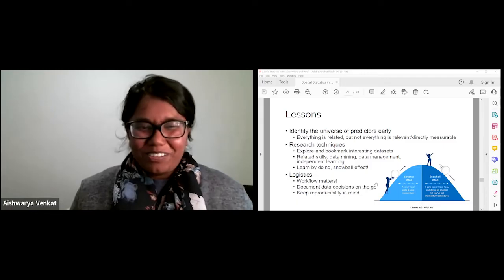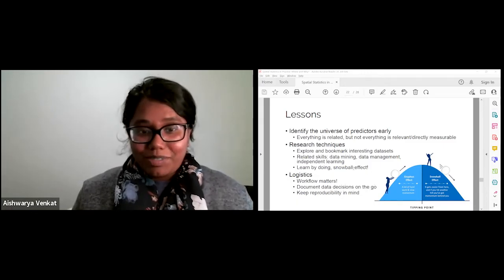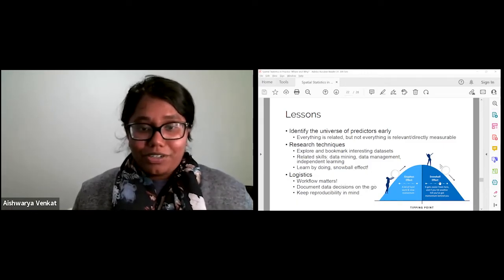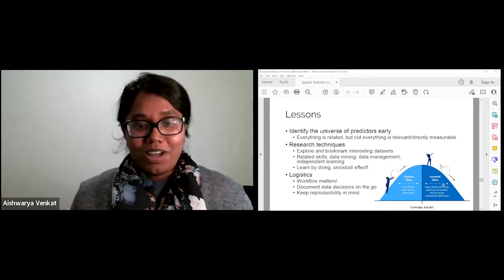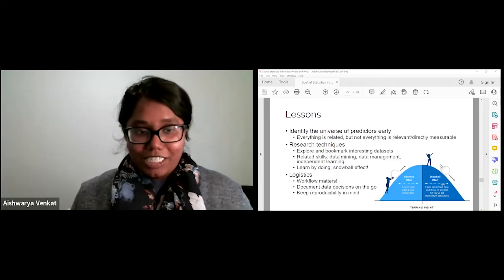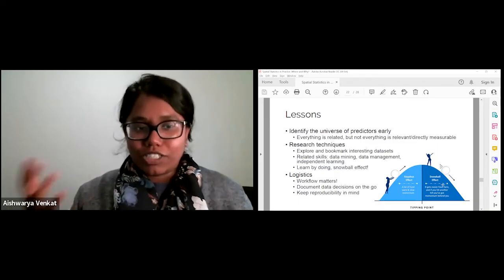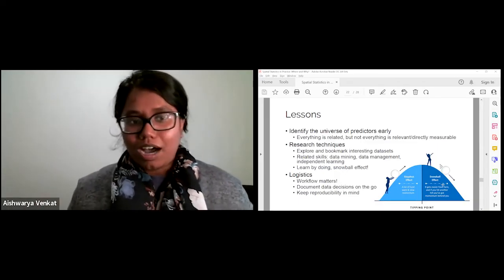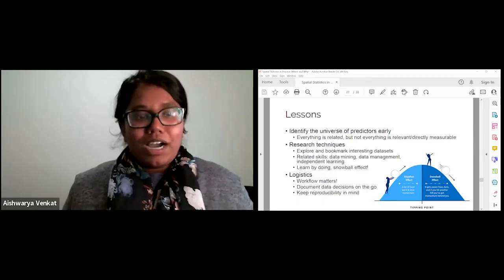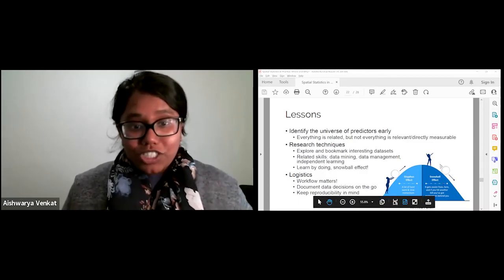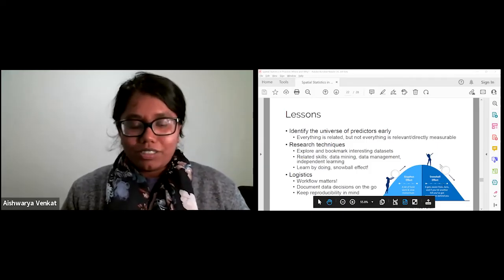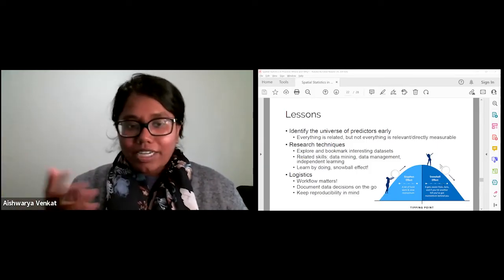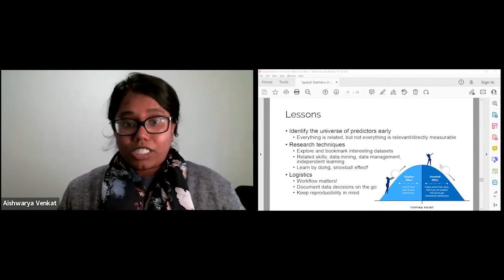Learning really is a snowball effect. At the start, it seems difficult and dreary, but the gains improve very quickly. After the tipping point, it gets easier and you become well-versed enough in the concepts to pick it up very quickly. And finally, in terms of logistics, just document your data decisions. If possible, keep a log in every folder to document your decisions.